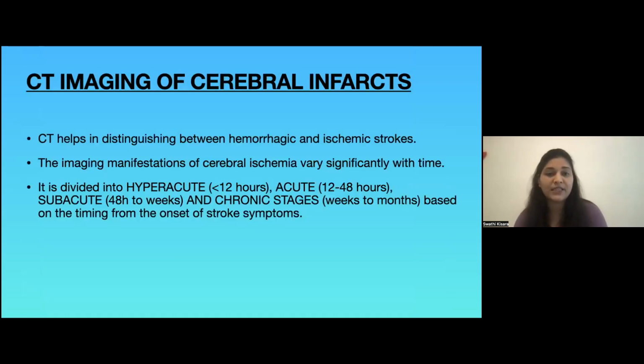Now coming to the CT imaging of cerebral infarcts. CT helps in distinguishing between hemorrhagic and ischemic strokes. The imaging manifestations of cerebral ischemia vary significantly with time. And it is divided into hyperacute stage, which is less than 12 hours after onset of symptoms, acute stage, which is between 12 to 48 hours from onset of symptoms, subacute stage, which is 48 hours to weeks, and chronic stages, that is weeks to months after the onset of stroke symptoms.